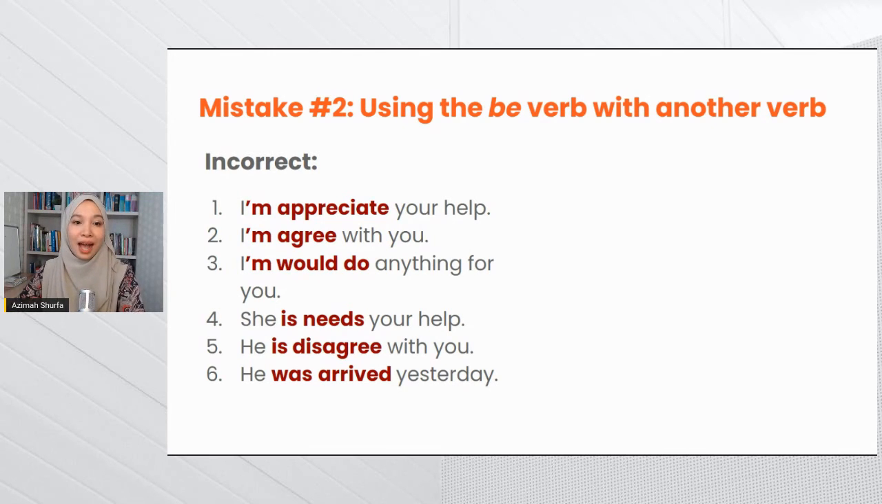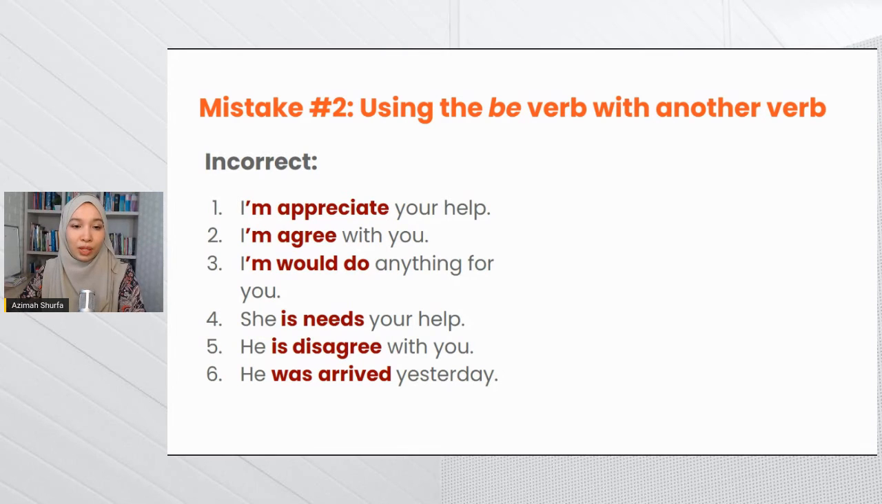Students write this, I'm appreciate your help. So we have the be verb and then another verb. Or I am agree with you, or I'm agree with you. So agree is a verb. I would do anything for you. Okay, would is a verb, do is a verb. What's going on? Number 4, she needs your help. Needs is also a verb.